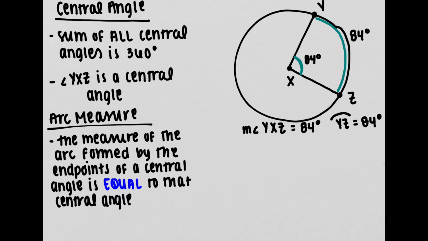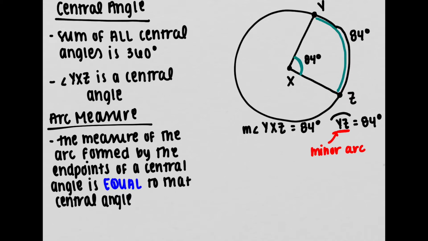Now from your vocab, I told you about two different arcs that we have: a major arc and a minor arc. This is a minor arc. If you aren't sure how to tell the difference, a minor arc is labeled with 2 letters, and a minor arc is also less than 180 degrees. Since 84 is less than 180, it is a minor arc.